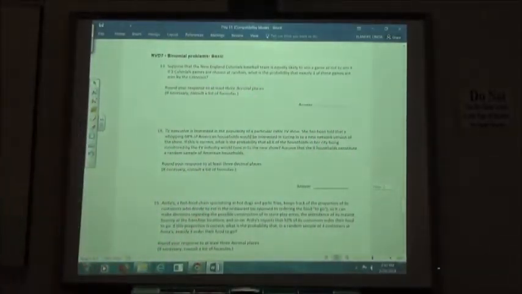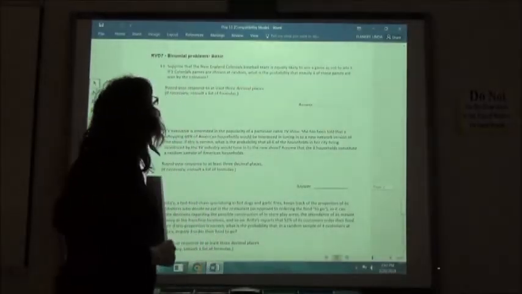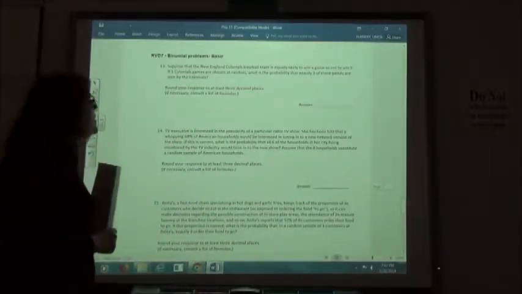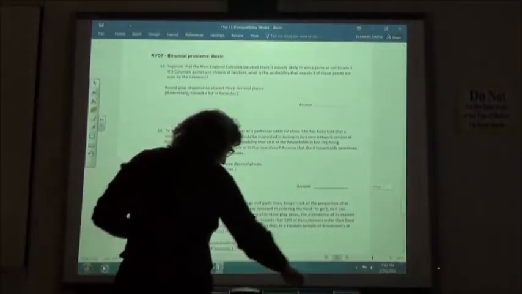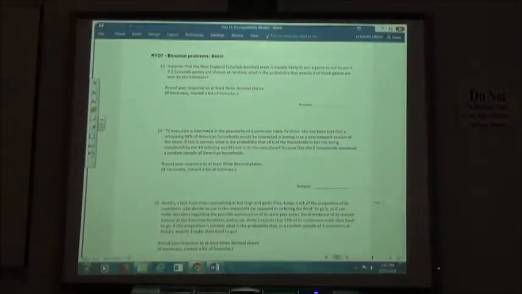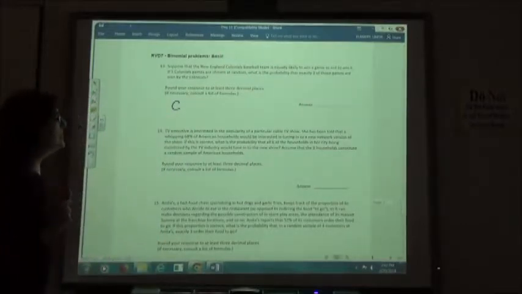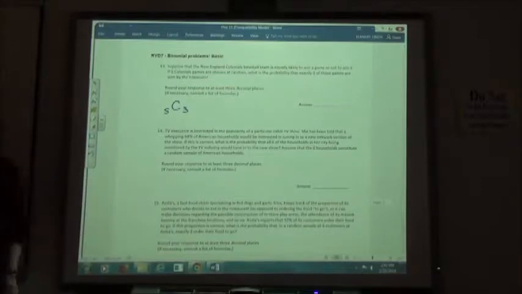We are going to do binomial problems basic, they say. Suppose that the New England Colonials baseball team is equally likely to win a game as not to win the game. If 5 Colonial games are chosen at random, what is the probability that exactly 3 of those games are won by the Colonials? So what we're going to do is first of all figure out the combinations of ways that we can do this. We have 5 games, chosen 3 at a time.